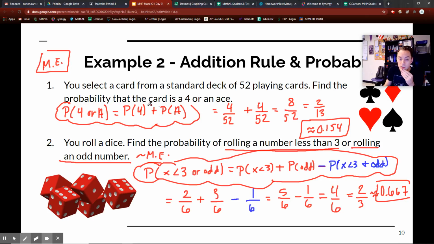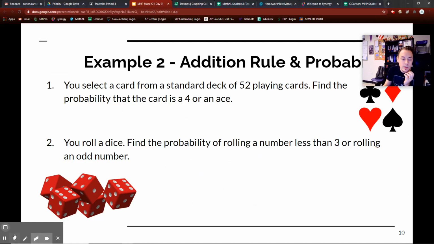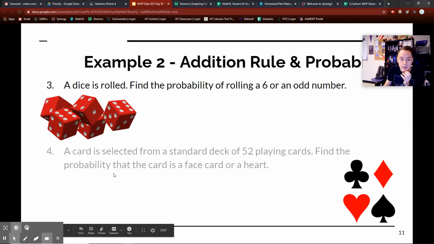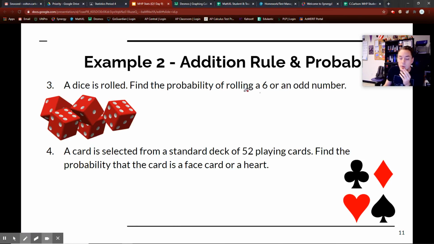Sweet. This is the addition rule. Notice how we're adding now? Yes? So let's move on. I'm going to erase. All right, let's go to town. A die is rolled. Probability of rolling a 6 or an odd number.